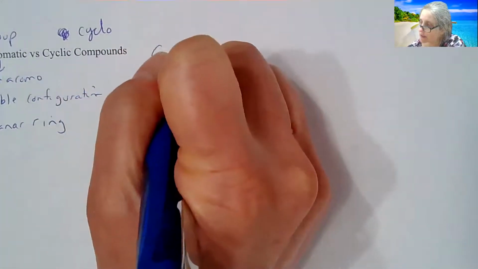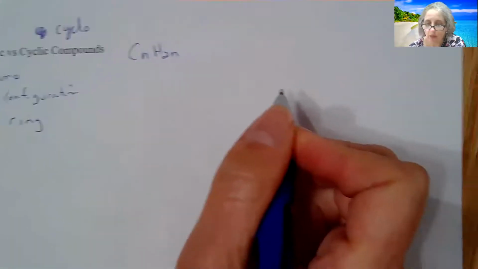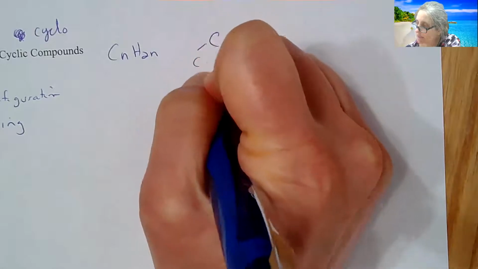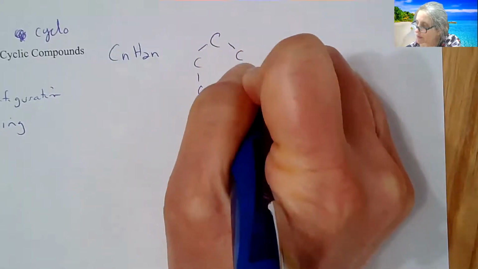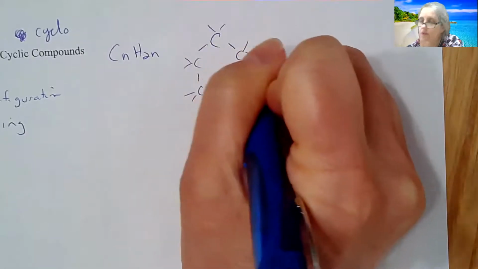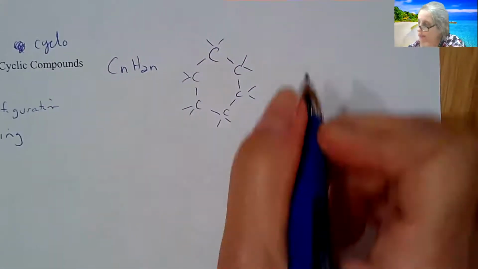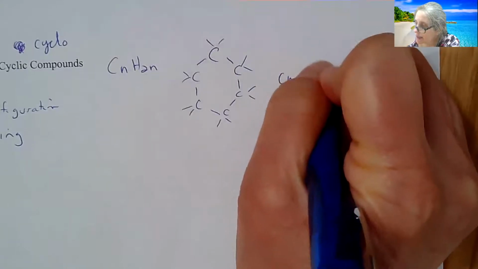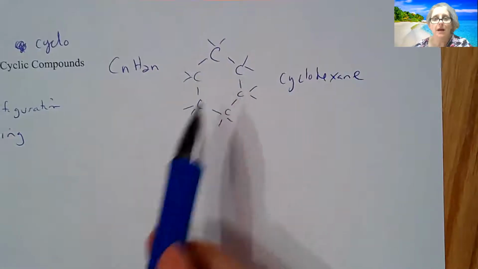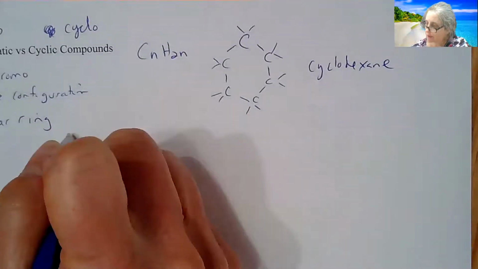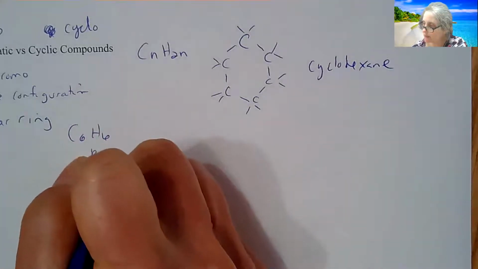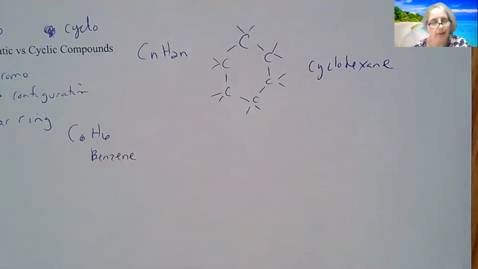if I look at my cyclos, CnH2n was my formula. If I just take a look at cyclohexane, for instance, I will see that each carbon here has 2 hydrogens off of it. So this is called cyclohexane. We also have another molecule that looks very similar, but its formula is C6H6, and we talked about it when we were talking about molecular and empirical form.